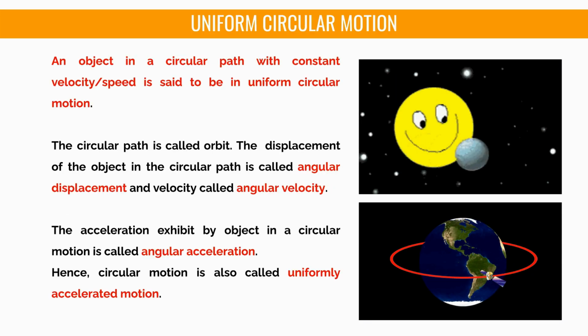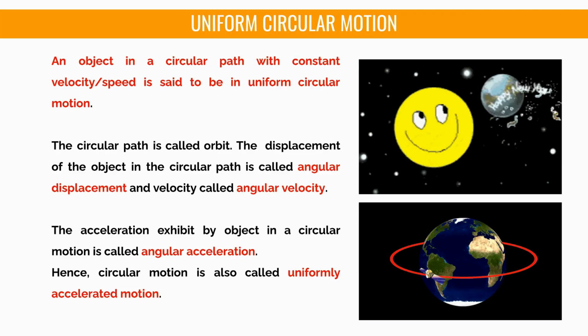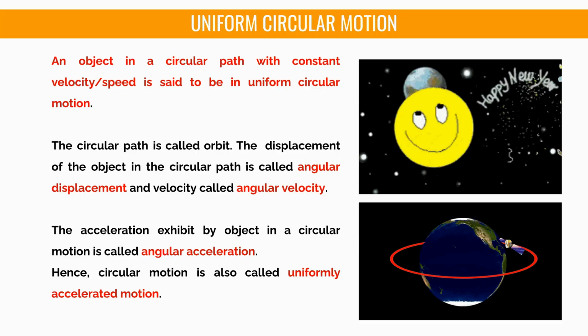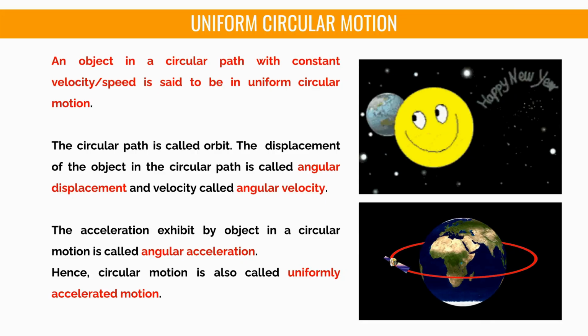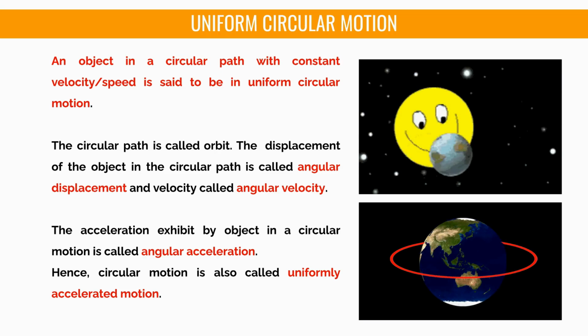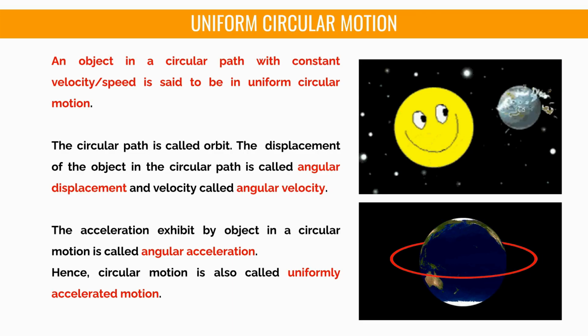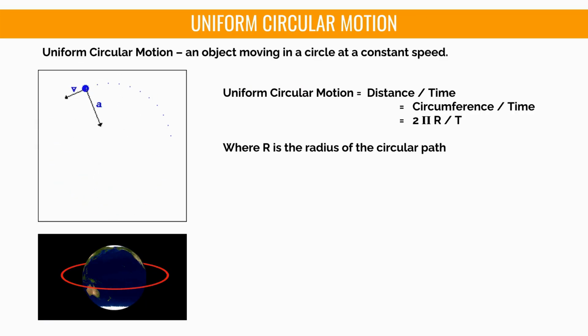Even though the speed remains constant, the direction keeps changing, which means the object is continuously accelerating. The displacement in circular motion is called angular displacement, and the velocity is known as angular velocity. The acceleration acting on the object is called angular acceleration. That's why circular motion is also called uniformly accelerated motion. To calculate speed in circular motion, we use speed equals distance divided by time. Since the object moves in a circle, the distance becomes the circumference. So, speed becomes 2 pi r divided by time, where r is the radius of the circular path.